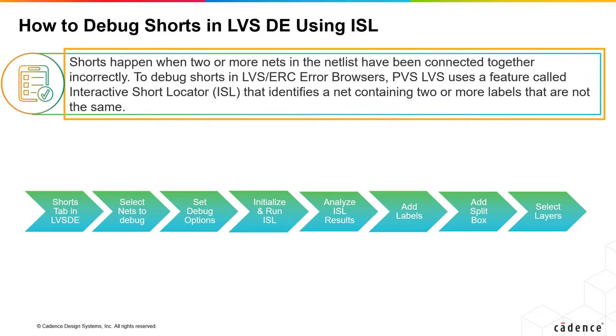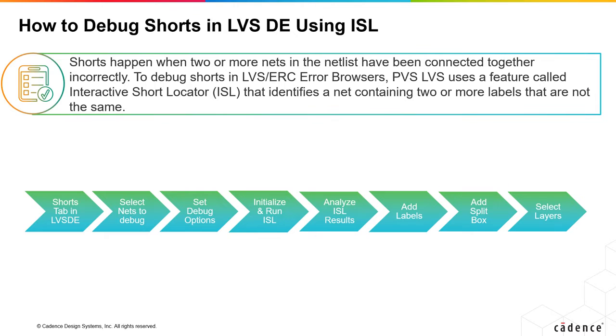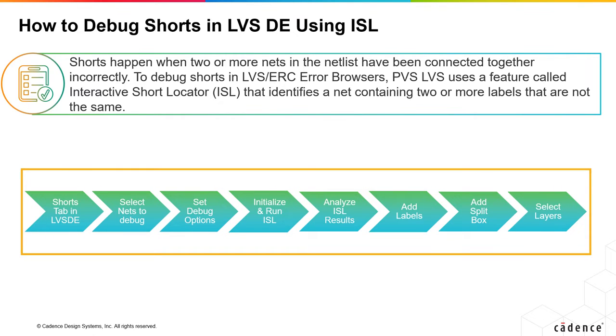identifies a net containing two or more labels that are not the same. It is always recommended to debug shorts first, since shorts significantly affects results reported at other tabs like extraction or comparison. Let's look at various steps involved in isolating shorts using ISL.